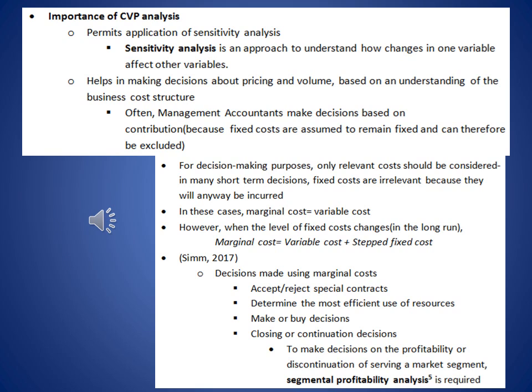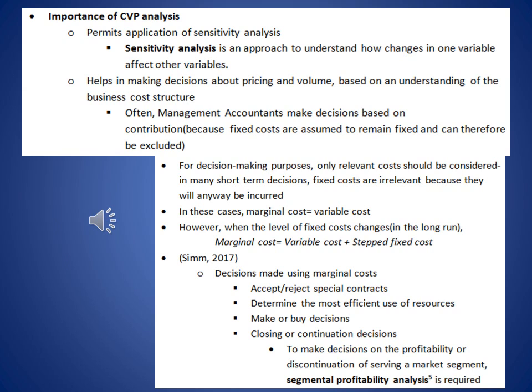So in these short-term decision-making situations, the marginal cost will be equal to the variable cost. However, when the level of fixed costs change, that is, in the long run, the marginal cost will be equal to the variable cost plus the step fixed cost.